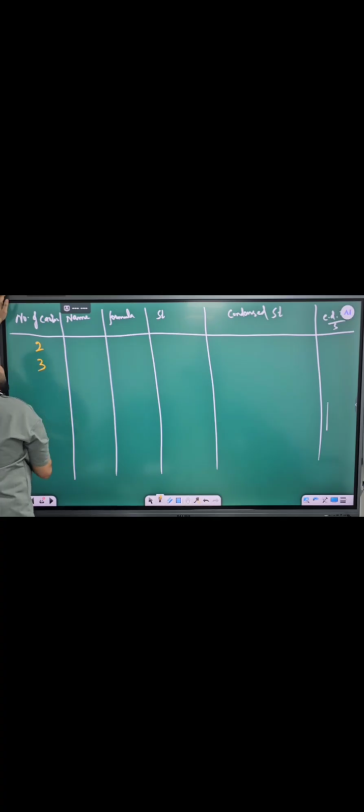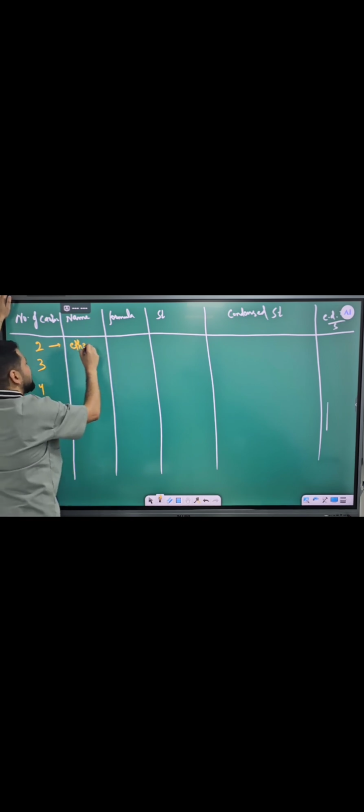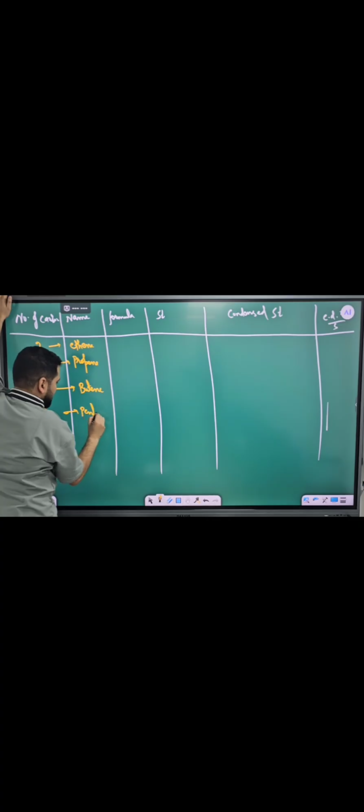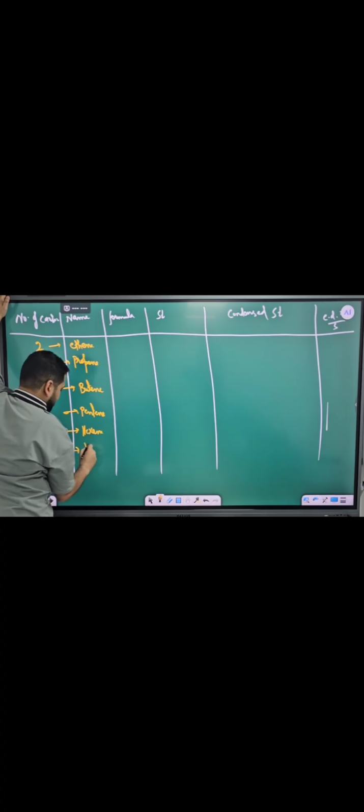Clear? So that's why we directly start the number of carbon with 2. Similarly there will be 3, 4, 5, 6, 7, and so on. What will be the name of the compound, guys? 2 carbons are there, so eth, and the suffix we are using is ENE: ethene. This will be propene. This will be butene. This will be pentene. This one will be hexene. This one will be heptene.